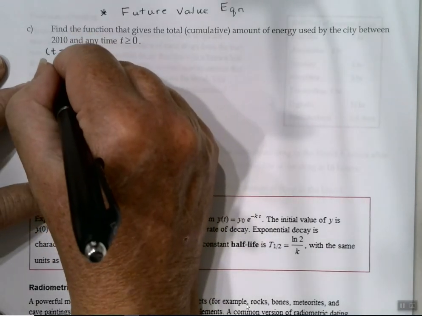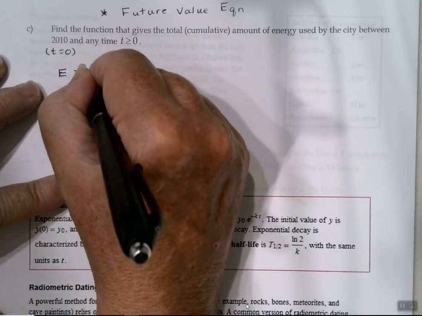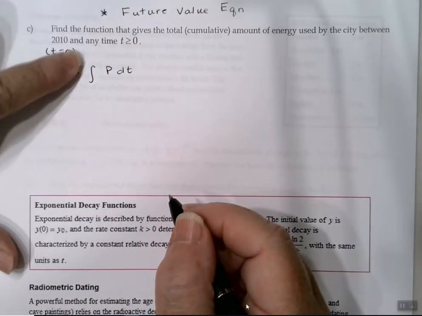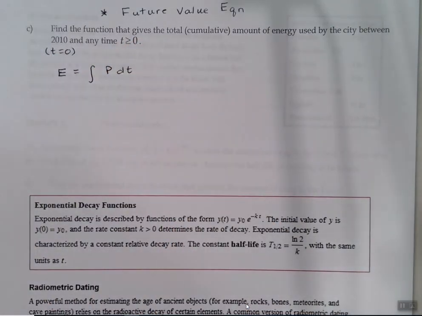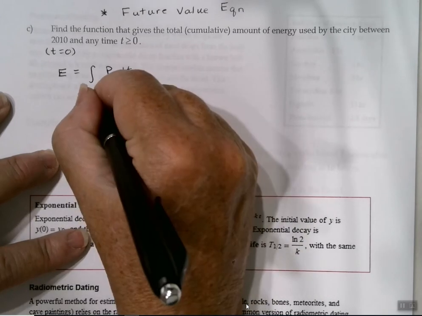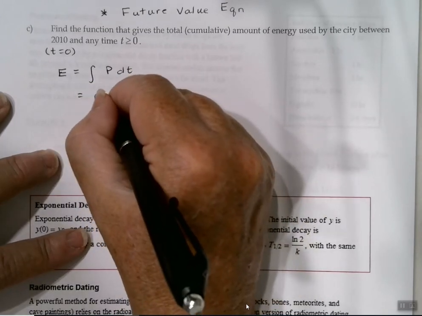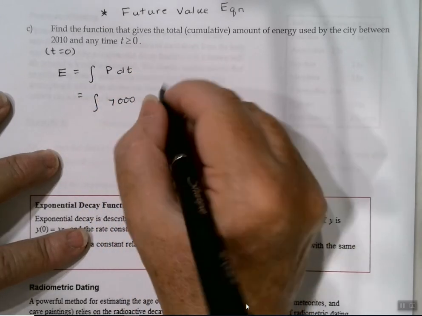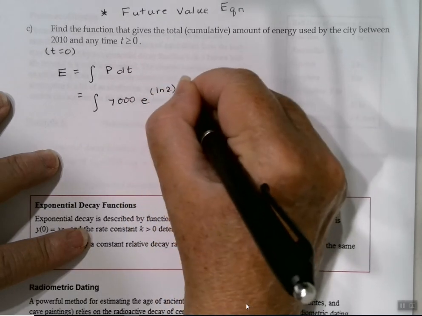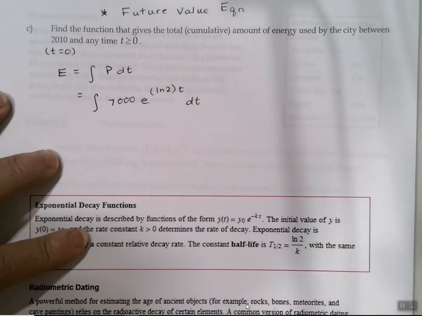So the total amount of energy is the integral of the power function. Only this time I don't have limits of integration because I want it to be general for any time greater than 0. And so I would have the integral of 7,000 e to the natural log 2 times t dt.